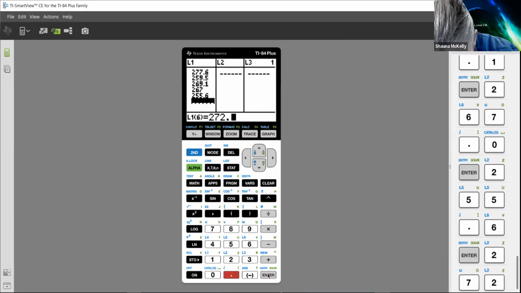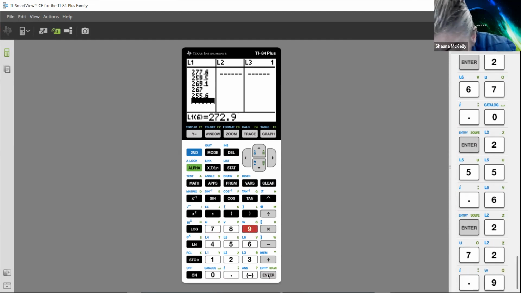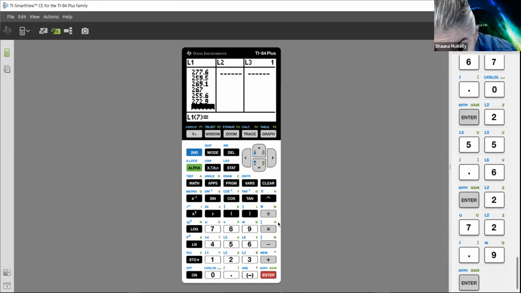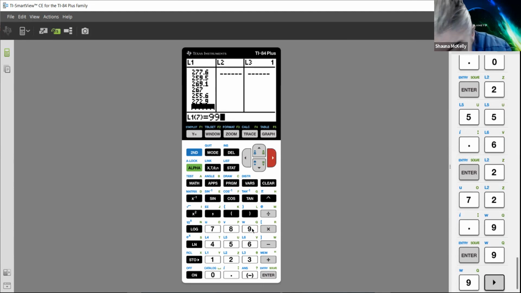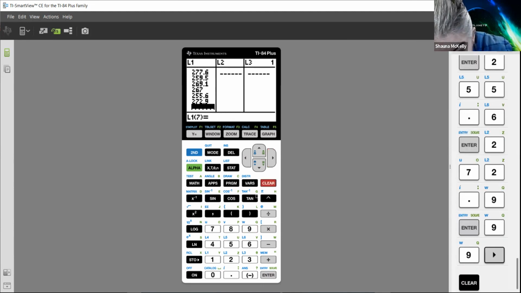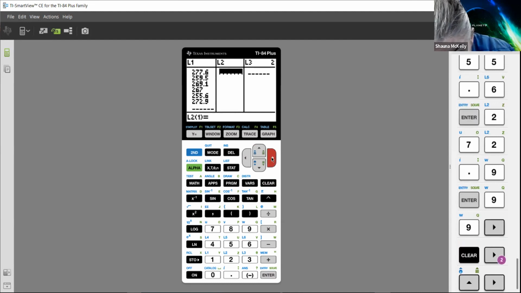Okay, so your X list is in L1. It's kind of like if we were doing a scatter plot. You're going to do your X list in L1, and then put your Y list in L2. I'm going to scroll back up and come over here. 272.9 was our last one.